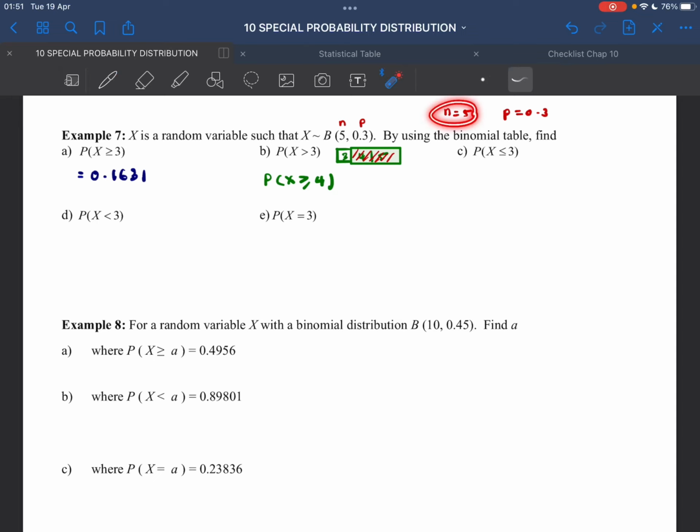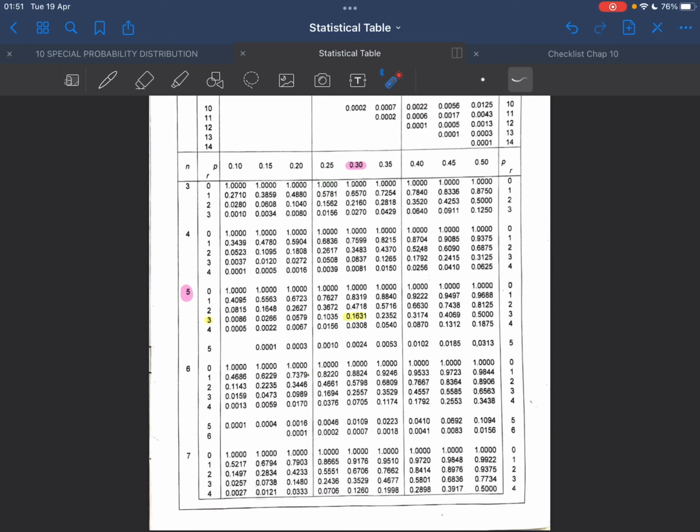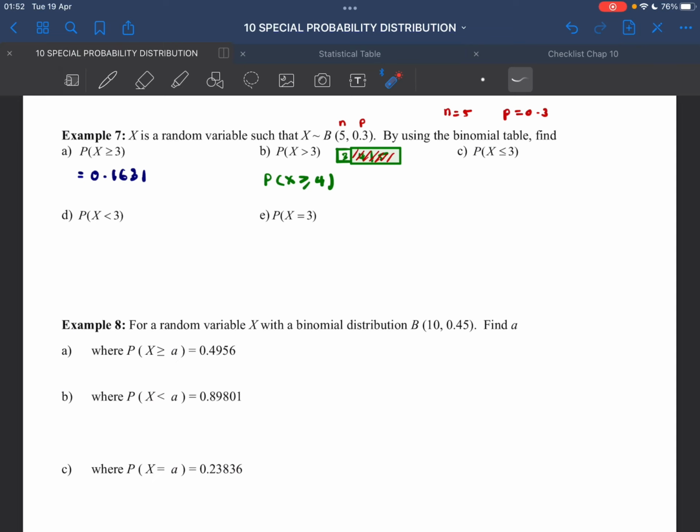So n equals 5, p equals 0.3, r equals 4. So let's see our table. P equals 0.3, n equals 5, r equals 4. So this will be the row that we are going to find up until 0.3, and the value is 0.0308. So that will be our final answer, equal to 0.0308.